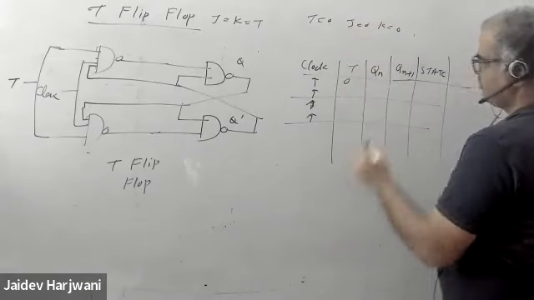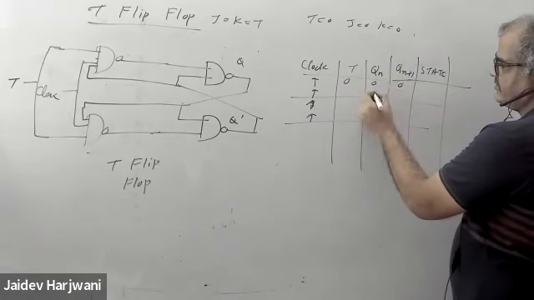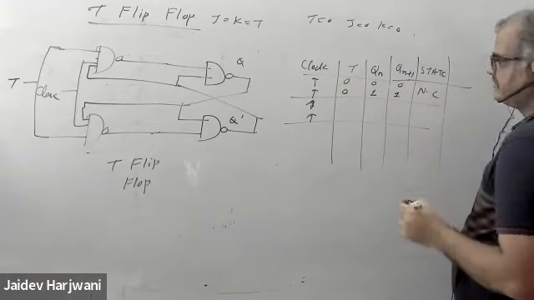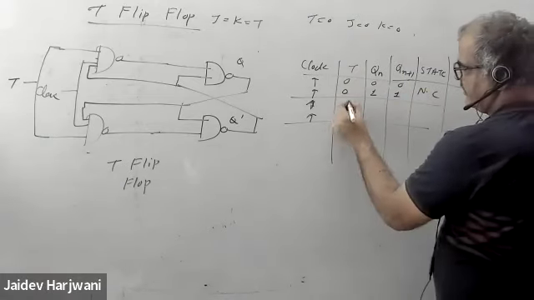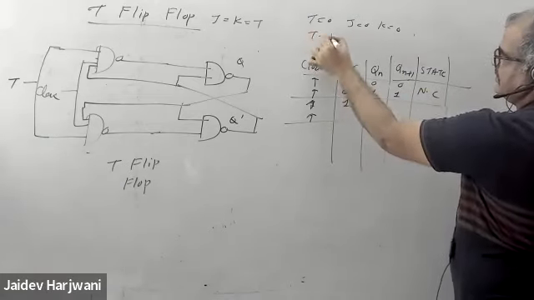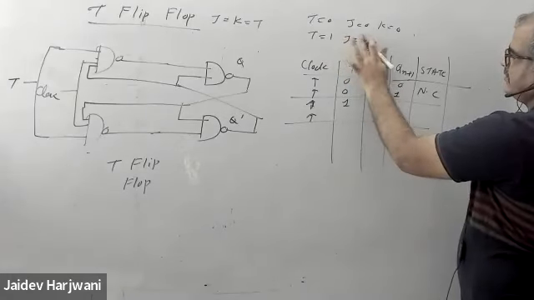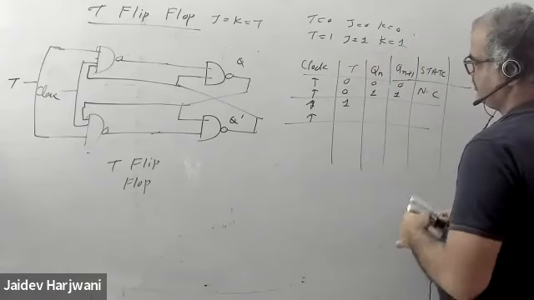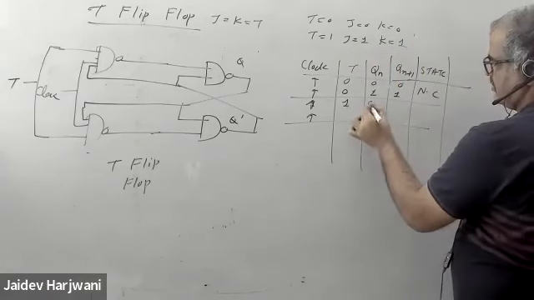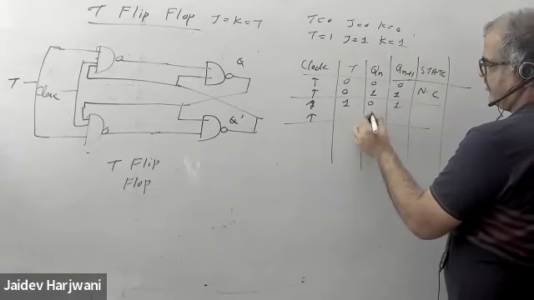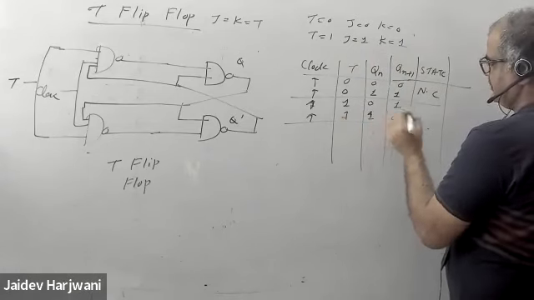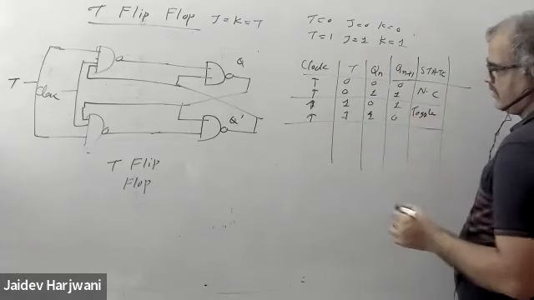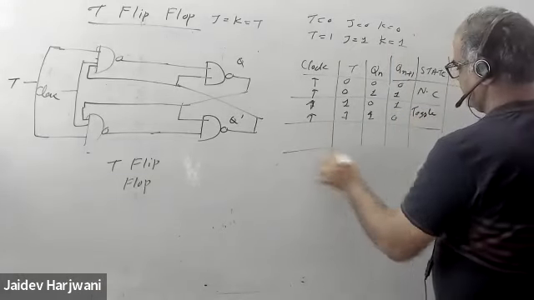That is the no change condition. So if it is 0, it remains 0. If it is 1, it remains 1. This is the no change condition. When T is 1, that is J is also 1, K is also 1. So this is a toggle condition. If you put 0 here, this becomes 1. If you put 1 here, this becomes 0. So this is basically your toggle condition.